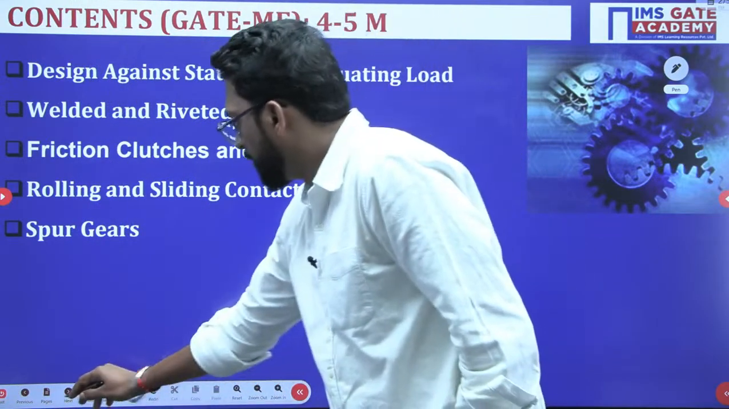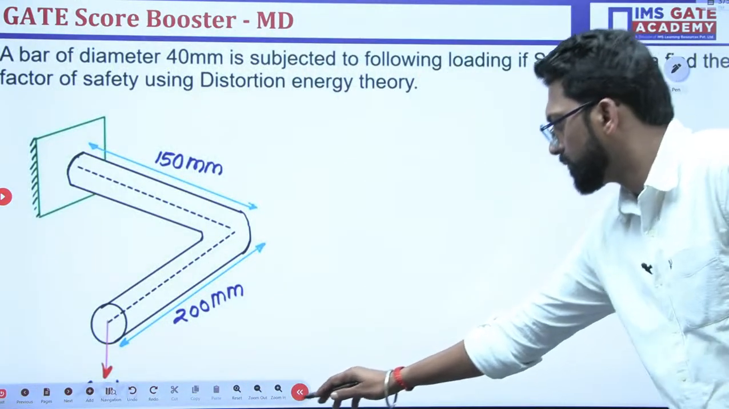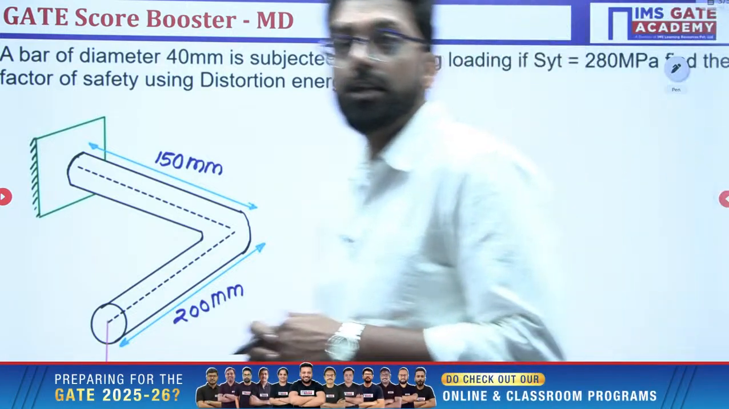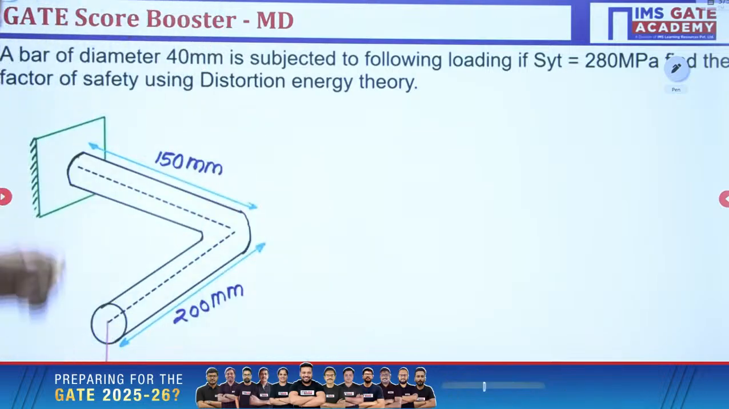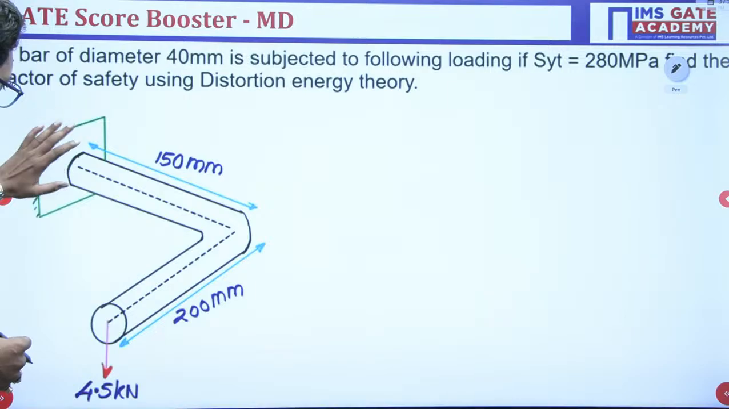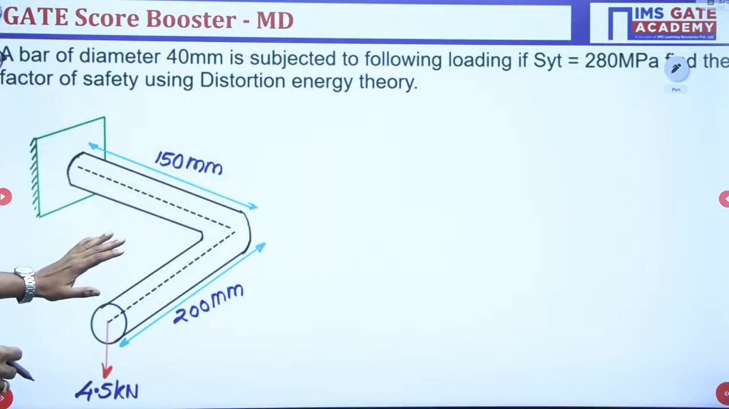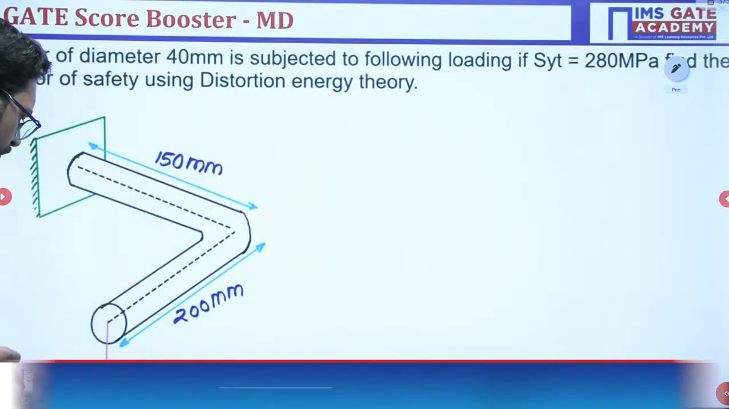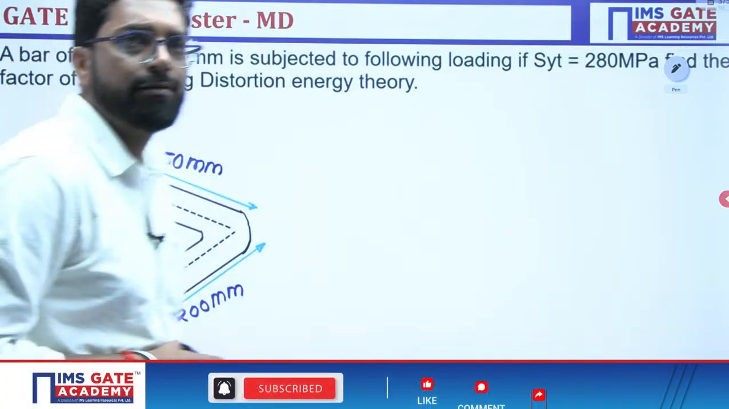Now, this is the first question. This is a simple question, but a very good question. This is your bar, which is fixed at one end. This is an overhanging type of bar, with an L section at the other end, where we apply the load of 4.5 kilonewton.